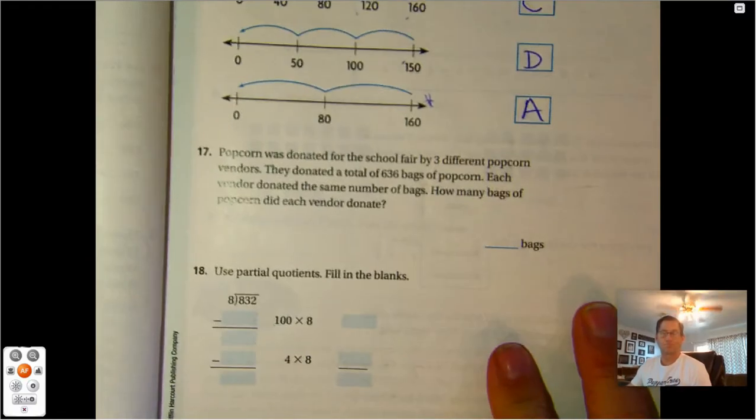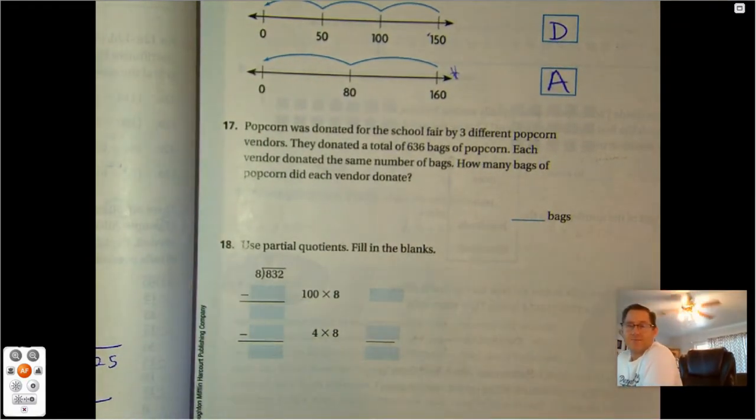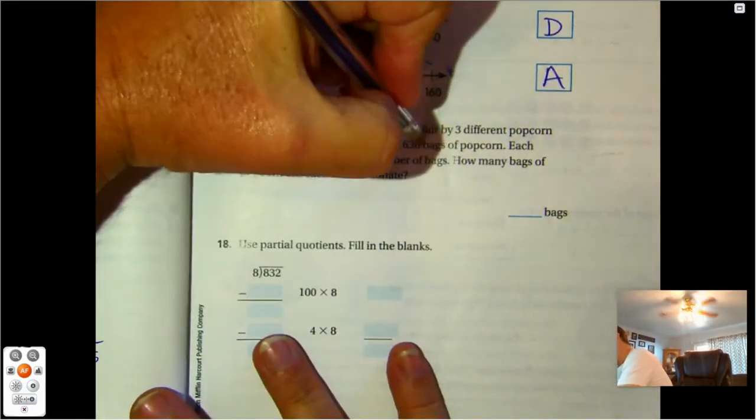17. Popcorn was donated for the school fair by 3 different popcorn vendors. They donated a total of 636 bags of popcorn. Each vendor donated the same number of bags. How many bags of popcorn did each vendor donate? Okay. 636 bags were donated. 3 different vendors.